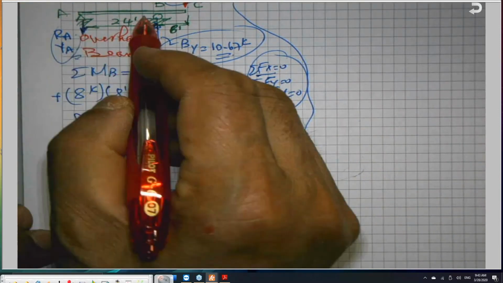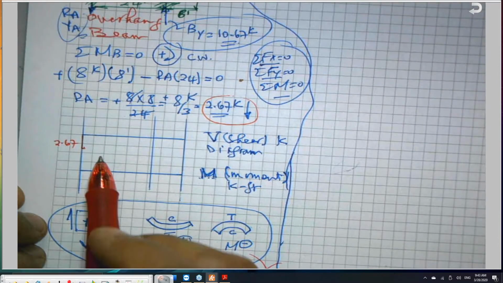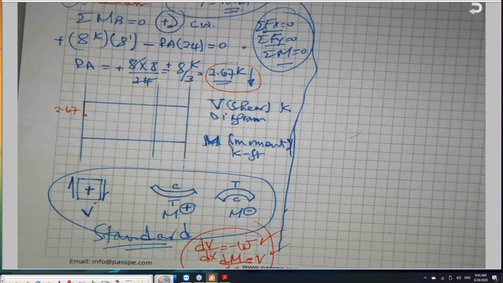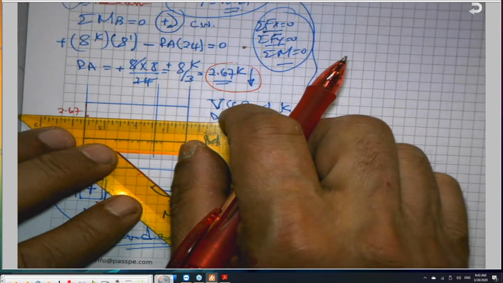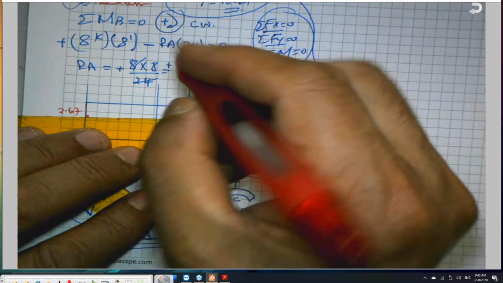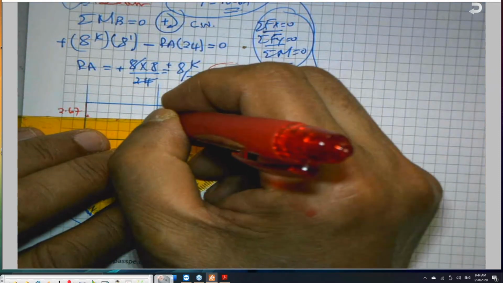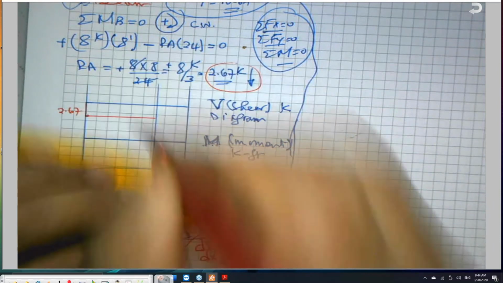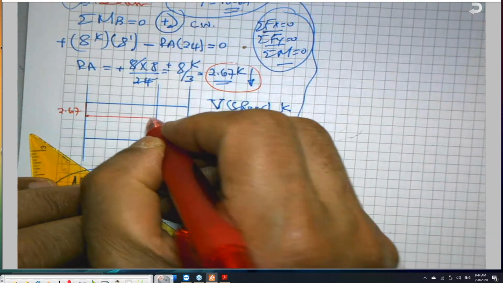So there is no load between here and here. Since there is no load, for the shear, dV/dx is the slope, I need a line that has a zero slope. Here it is. So this is a zero slope. The line between A and B has zero slope.